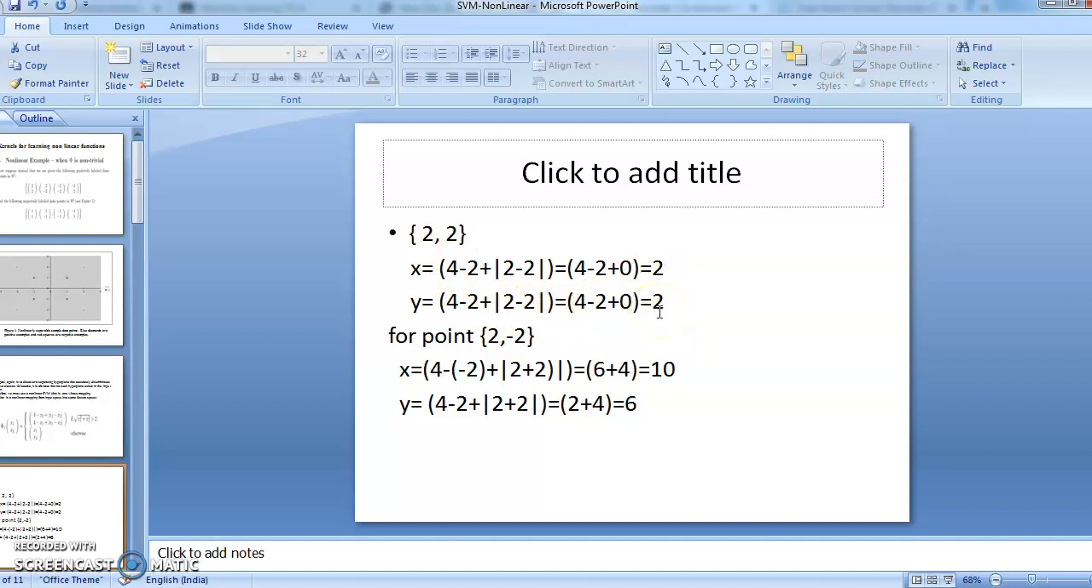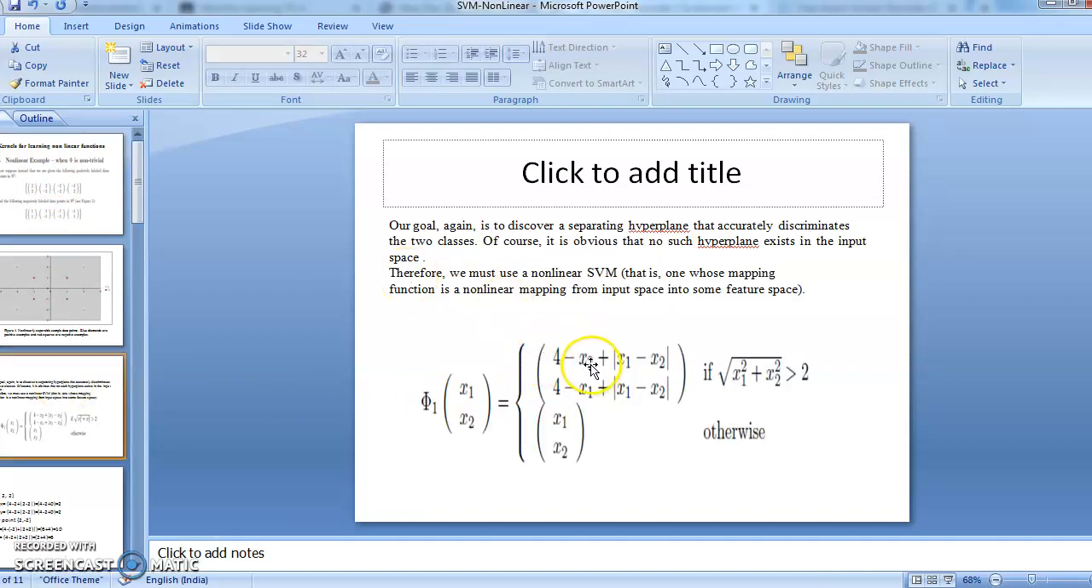It doesn't mean that after transforming with the kernel function you will always get a new point. Sometimes that point remains as it is. Now see the next point. Here x1 is 2, x2 is minus 2. So what are the new values for it? What is our function here? Again, see this function: 4 minus x2 plus the absolute difference of x1 and x2.